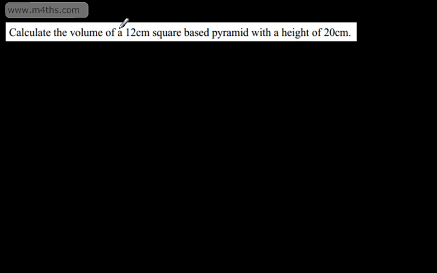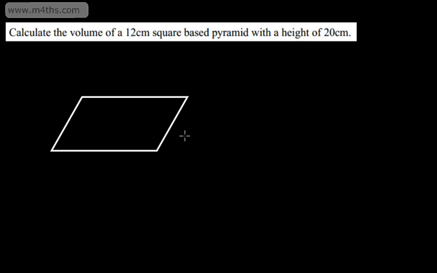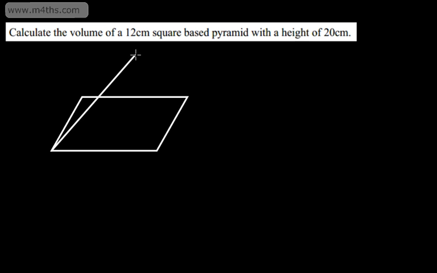Okay, we're asked to calculate the volume of a 12 centimeter square base pyramid with a height of 20 centimeters. So if I just did a quick sketch of this, let's go ahead and do that. We'd have something that looks like this. Again, this doesn't have to be massively accurate. I'm just going to go ahead and draw a quick sketch, and we can put some dimensions on.